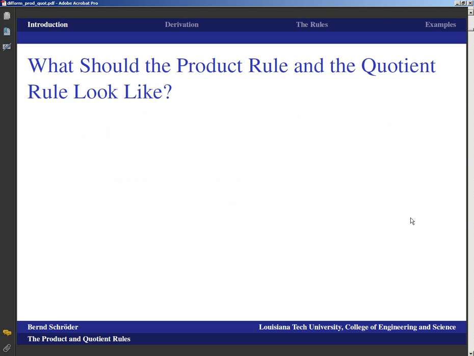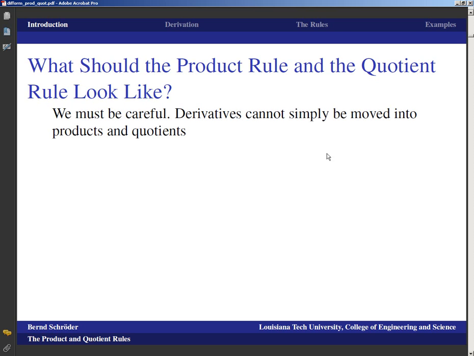Well, it's very tempting after the sum rule to hope that you can just move the derivative inside, and this slide is just designed to make sure that we don't think that, because we must be really careful here. The derivatives can't be moved into products and quotients.